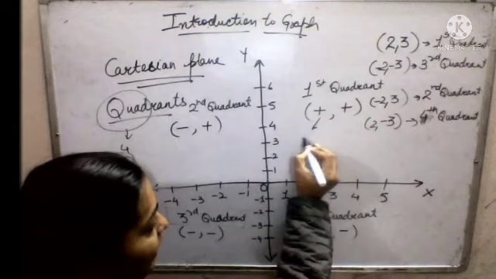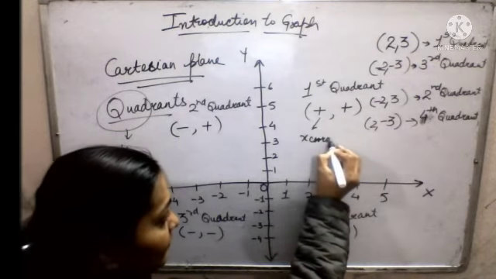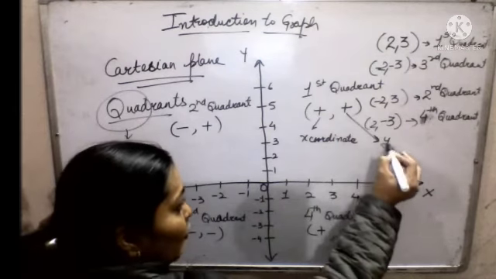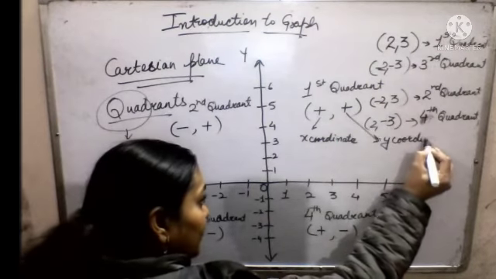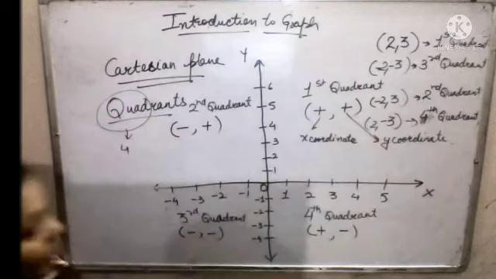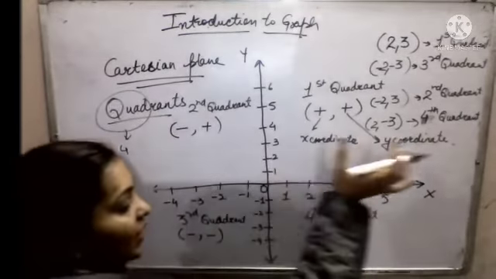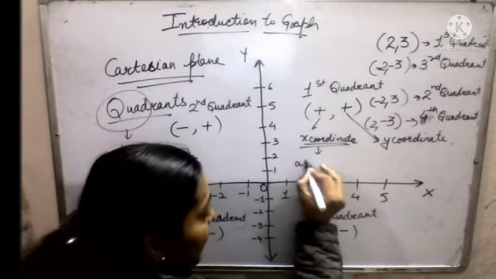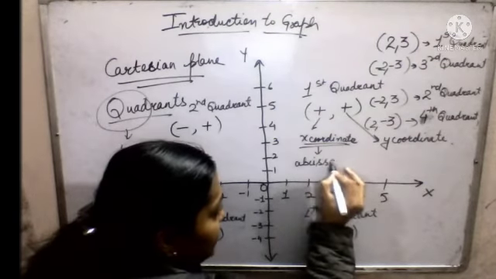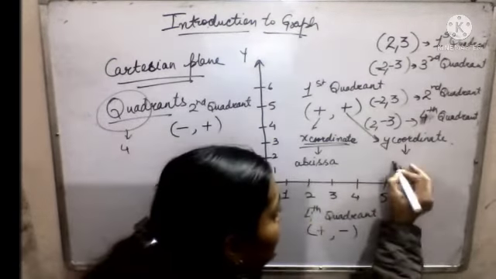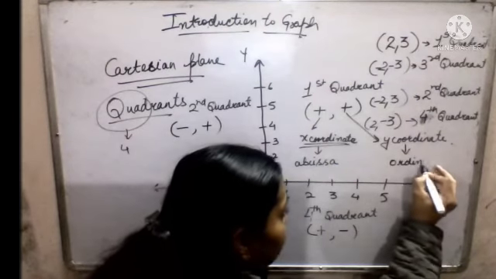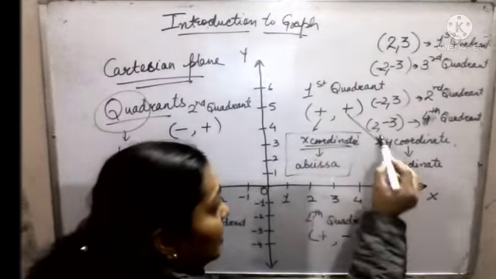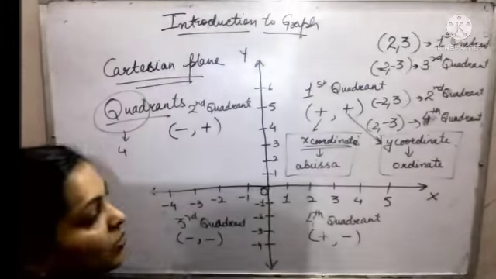This is known as the x coordinate, and this is known as the y coordinate. Now the x coordinate is given, the y coordinate is given. This x coordinate is known as the abscissa, and this y coordinate is known as the ordinate. X coordinate, abscissa. Y coordinate, ordinate.